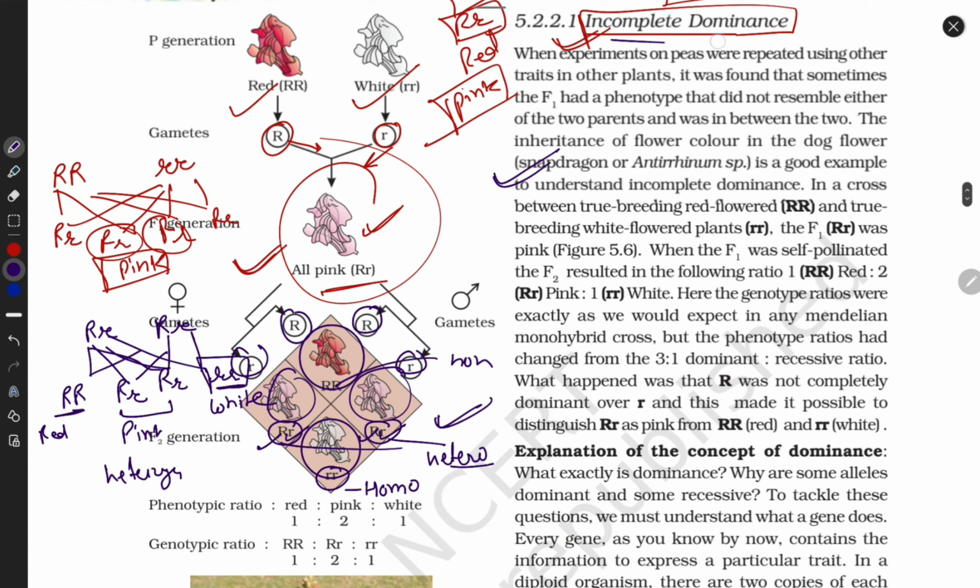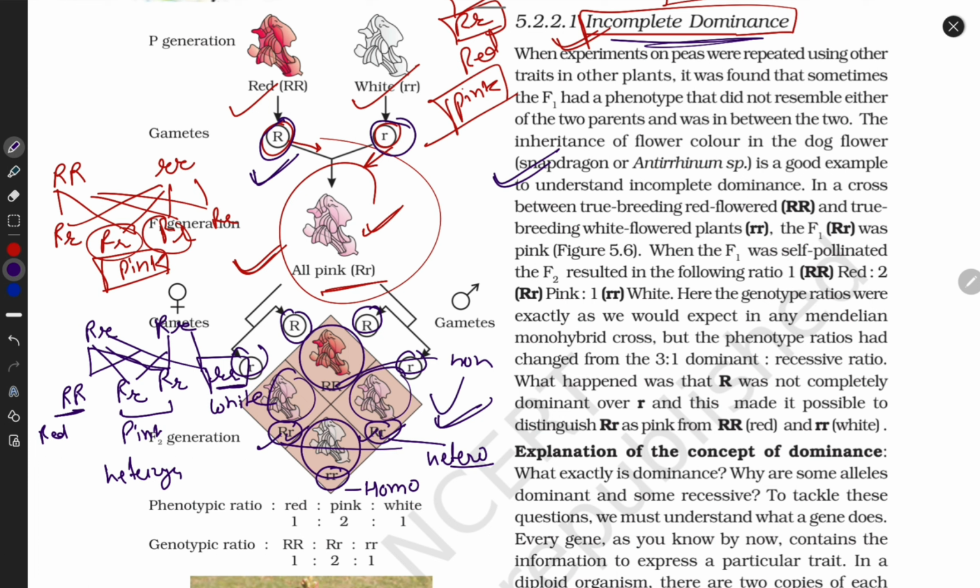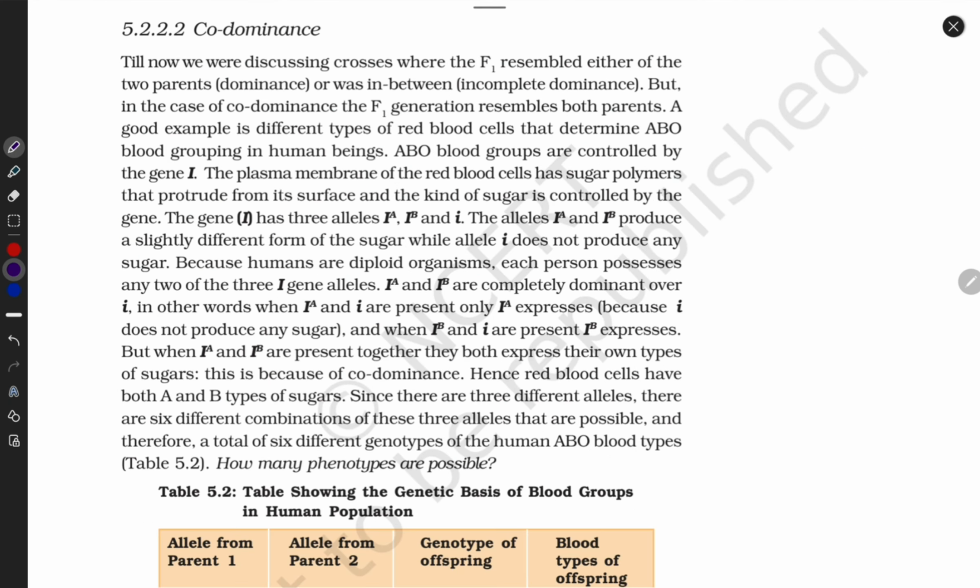This is the incomplete dominance. This is not the law of dominance. This is the what? Incomplete dominance, because all show their presence. No matter how it may be dominant or not, no matter how, they show their presence individually. This experiment was done on snapdragon. This is the flower, you can say dog flower.